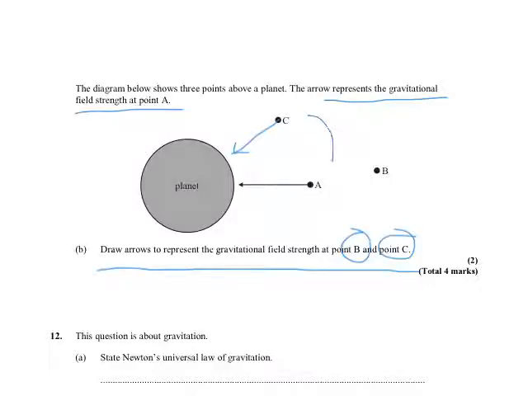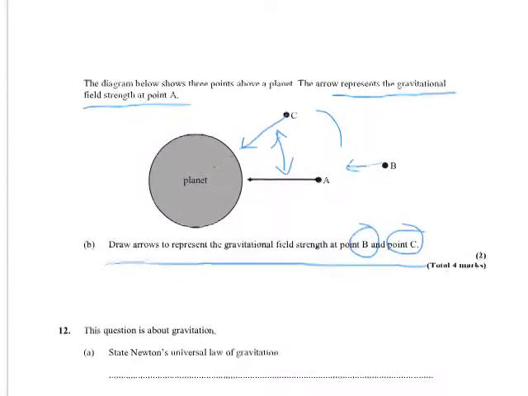C is at the same distance from the planet as A. So what you need to show is that the two arrows are the same size and that this one is pointing towards the centre. B is actually further away, so the arrow needs to be smaller, and it also needs to point towards the centre. Okay, so something like that. So the size is important. This one should be the same as this one, and this one should be smaller.